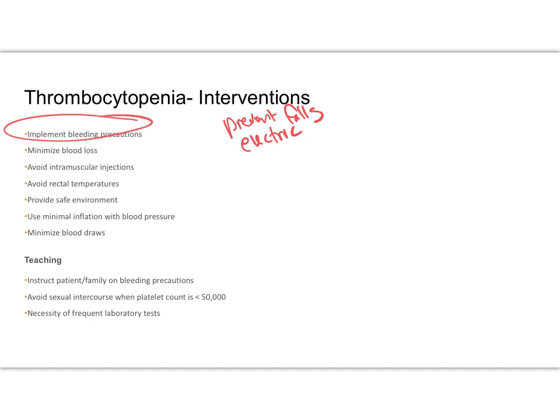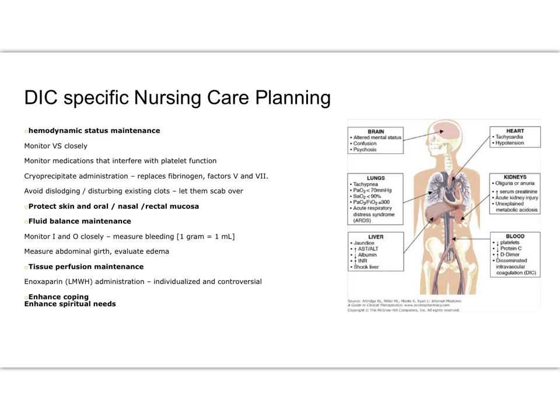And we want to minimize automatic cuffs going off because it's more likely to cause bruising for this person. Might want to go in and do a manual or not have an automatic one going every 15 minutes or anything like that. Might want to change from IM injections to another alternative method of giving a medication because of bleeding risk. Okay? So that's for low platelets in general.